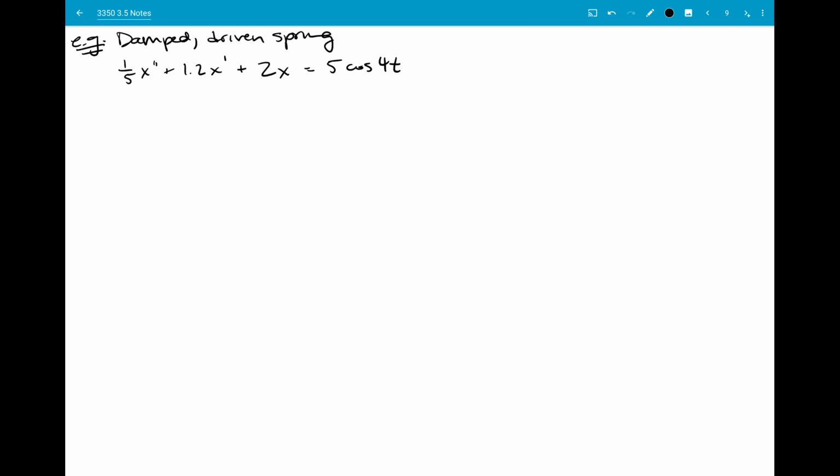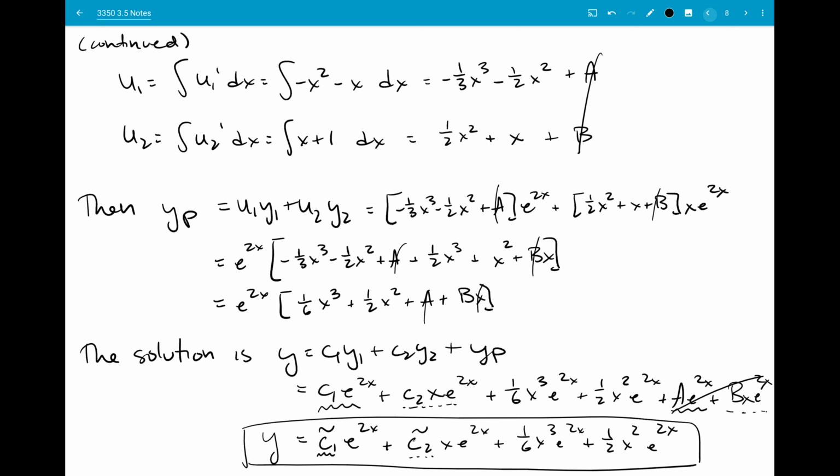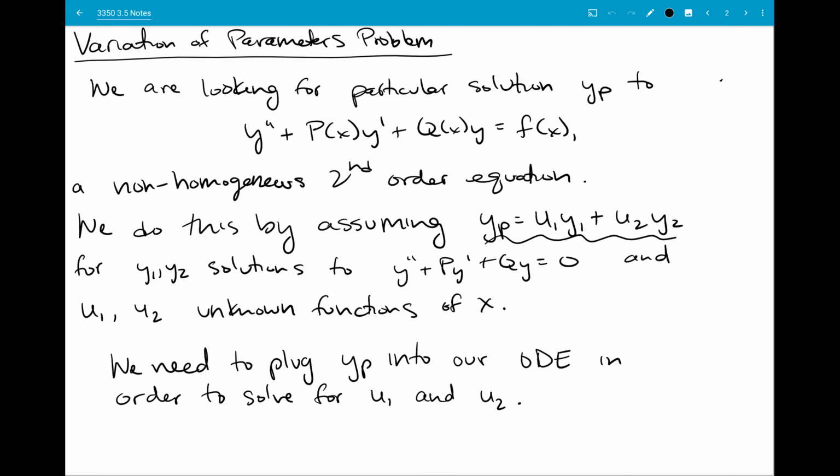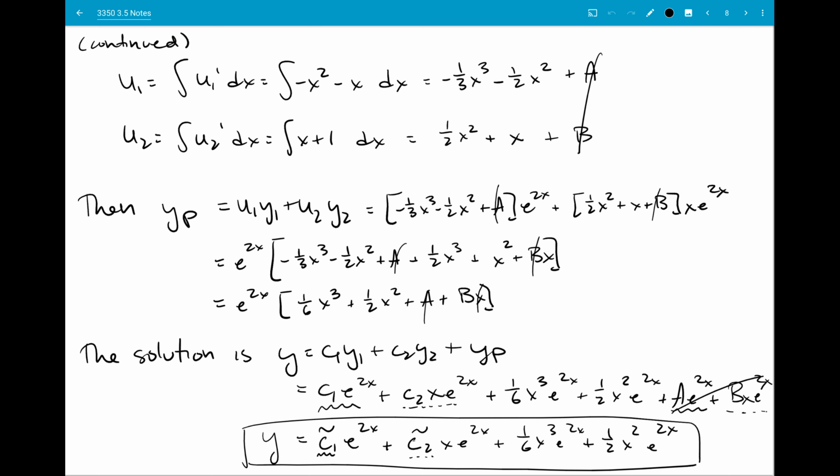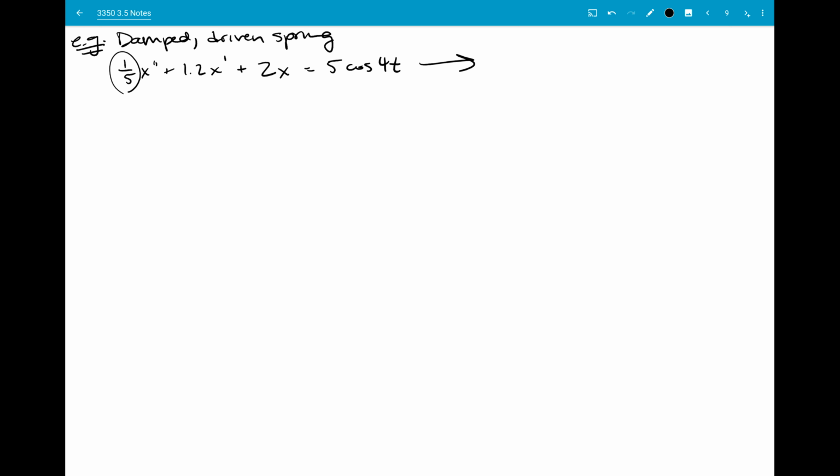And then another important step here is to note, way back when we introduced this method, we always assumed there was nothing attached to the y double prime. That's important for the way our formulas were set up. So if there's something attached to our highest derivative, we need to cancel it out. So we're going to multiply everything by 5, and our ODE is actually going to be x double prime plus 6x prime plus 10x equal to 25 cosine 4t.